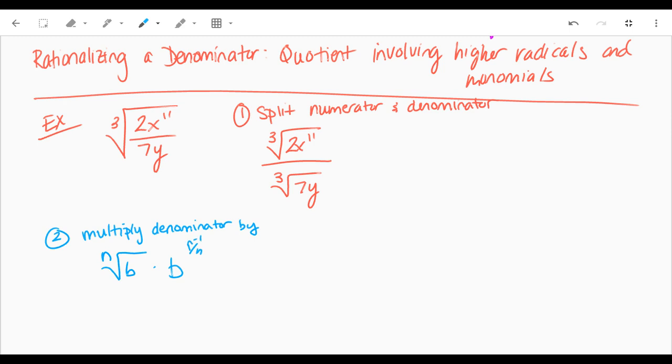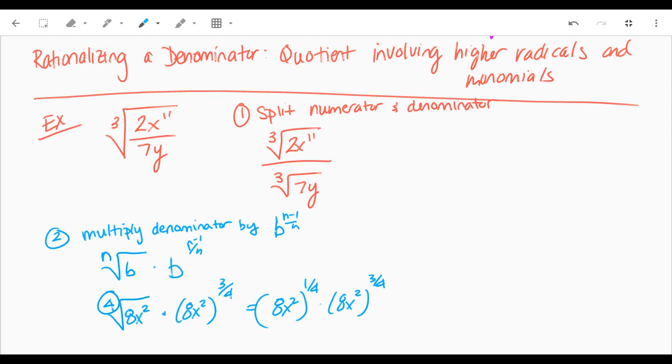No, n minus 1. Okay, so for example, if it was the fourth root of 8x squared, we'd multiply it by that same 8x squared to the, n is 4, so to the 3/4. What that's going to do, remember, the fourth root can be written as the 1/4 power. And remember, if you have the same base, you add the exponents, and it will be 1 then. So this is just a little example within an example.